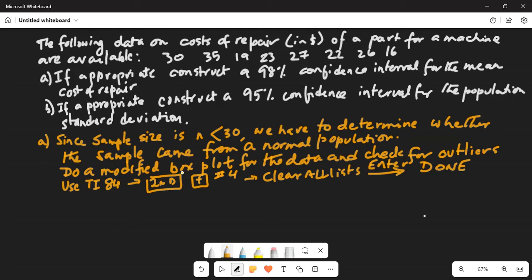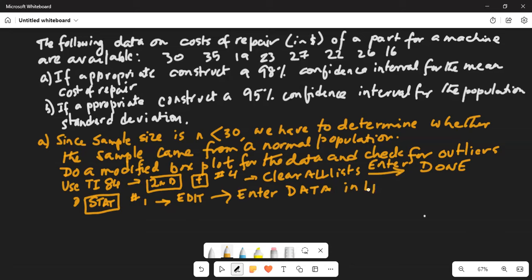After clearing the memories of the calculator, we will press stat, and then number 1, which is edit. This will allow us to enter data in L1. L stands for list 1. Okay, so let's do it.